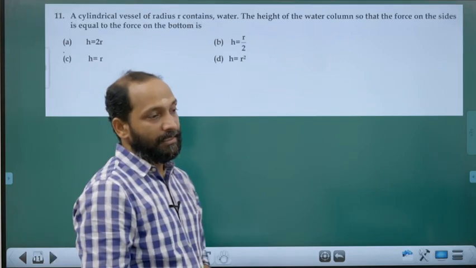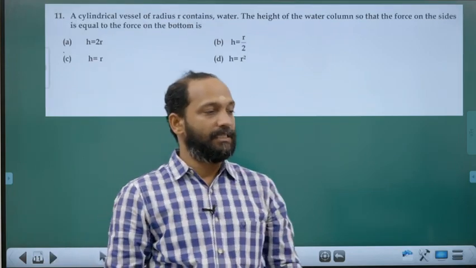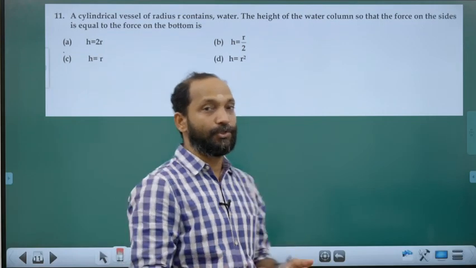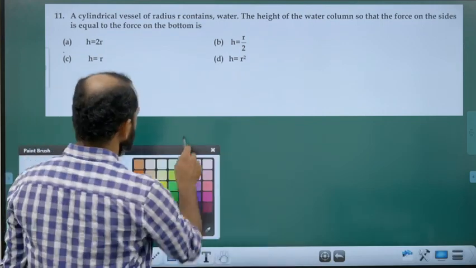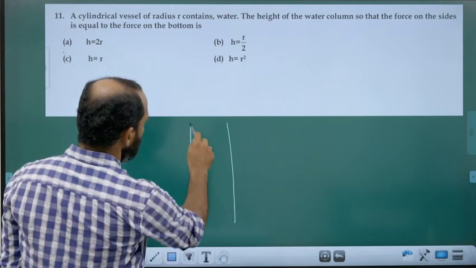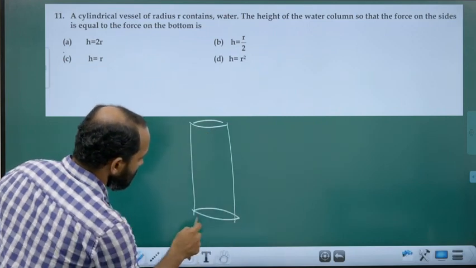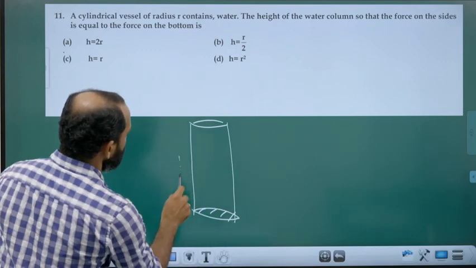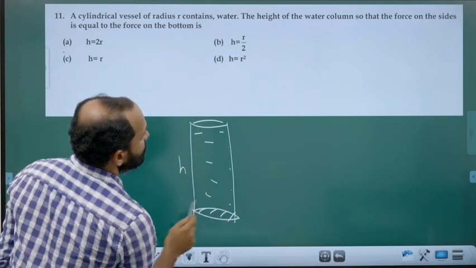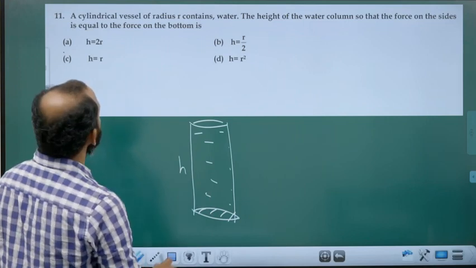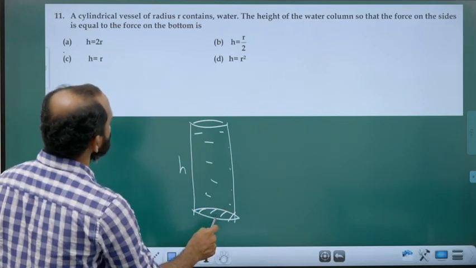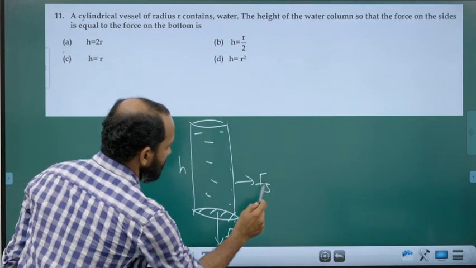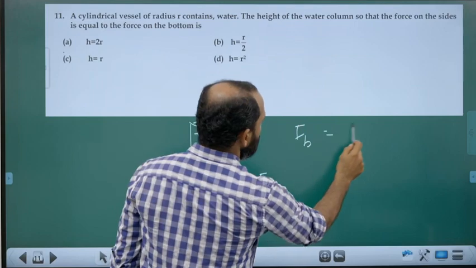Next one. A cylindrical vessel of radius r contains water. Find the height of the water column so that the force on the sides is equal to the force on the bottom. Consider a cylindrical water column filled up to some height, such that the force on the sides equals the force on the bottom.